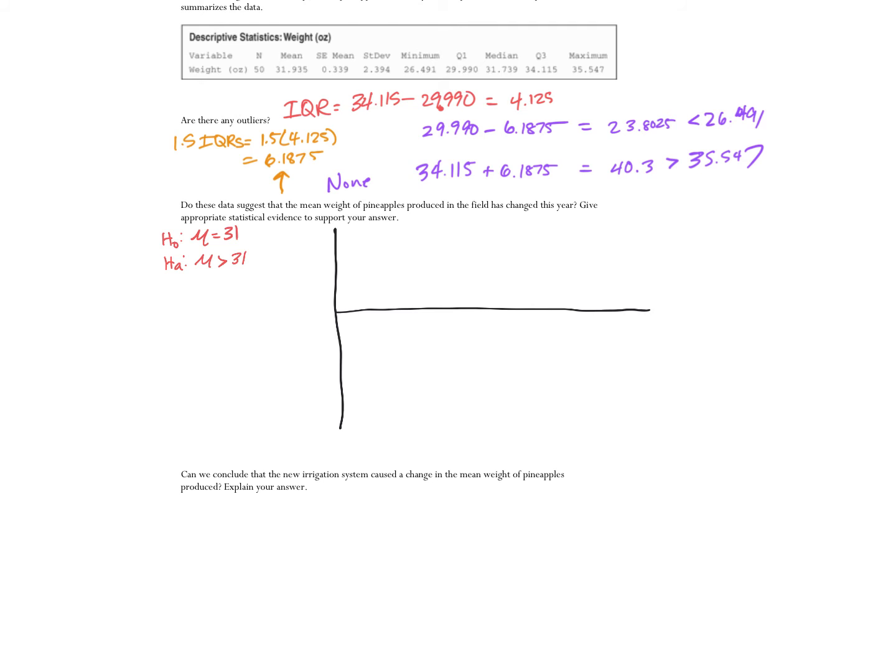Okay. Everybody good? Anything else you want me to write down related to this? Mu equals the true mean pineapple weight. Okay. And with those hypotheses, guys, what procedure should I use? A one sample t-test for mu.